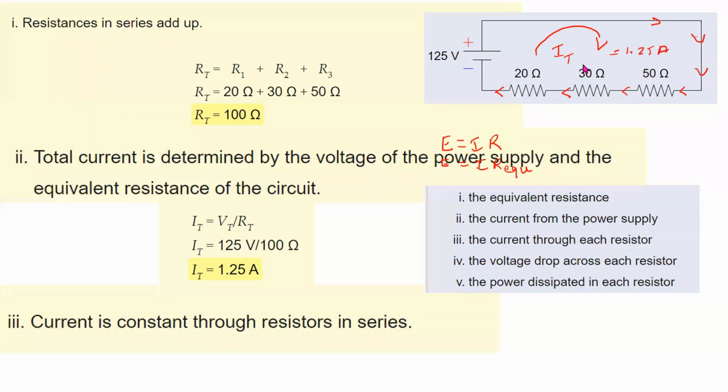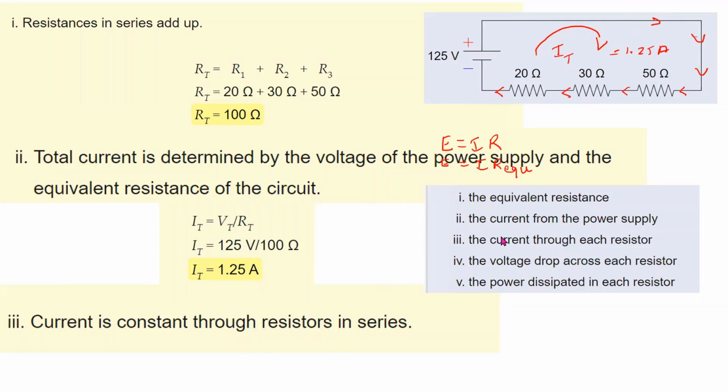The total current we have calculated is 1.25. That same current will be flowing through 50 ohm, 30 ohm and 20 ohm. So the answer for the third question is 1.25. Total current equals I1, I2, I3. This is the case only if the circuit resistors are connected in series. Okay, then what about the fourth one?